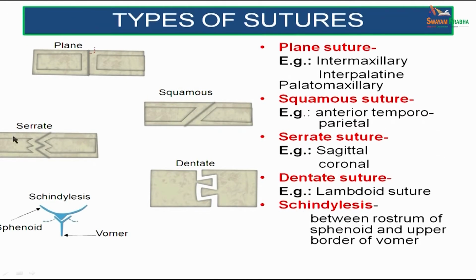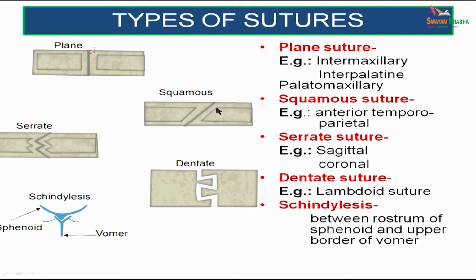There are various types of sutures: a plain suture, a squamous suture, a serrate suture, a dentate suture and a Schindylesis. So, what is a plain suture? A plain suture is when the two bones are joined by a fibrous tissue and the surfaces of the two bones are almost vertical, opposing each other. Examples are the intermaxillary suture, interpalatine suture and palatomaxillary suture.